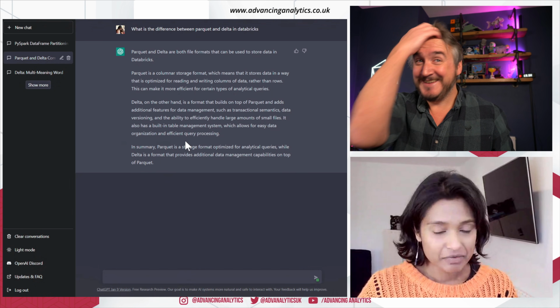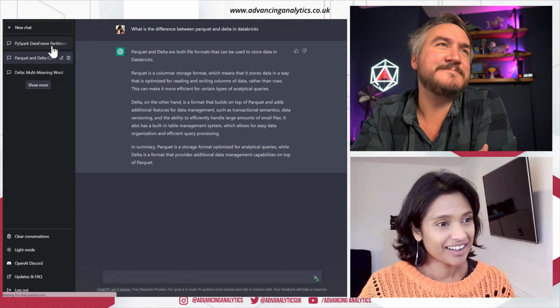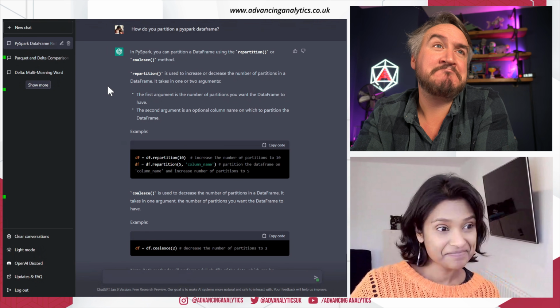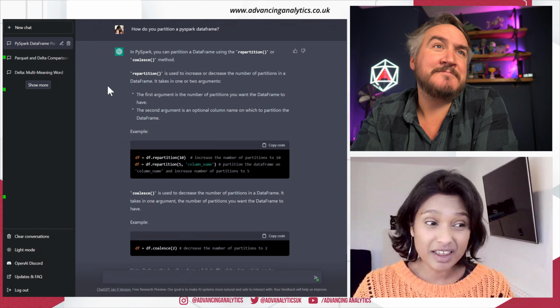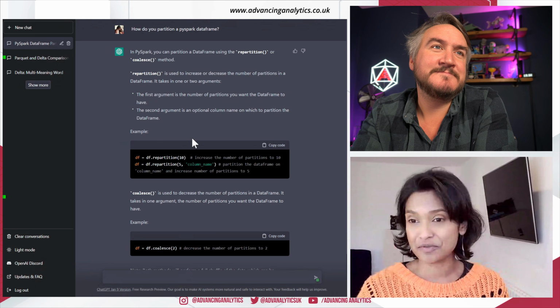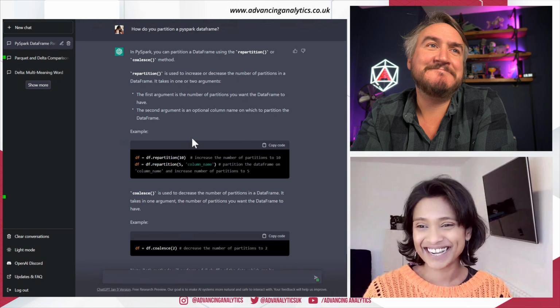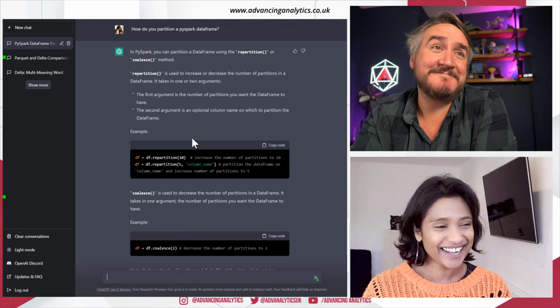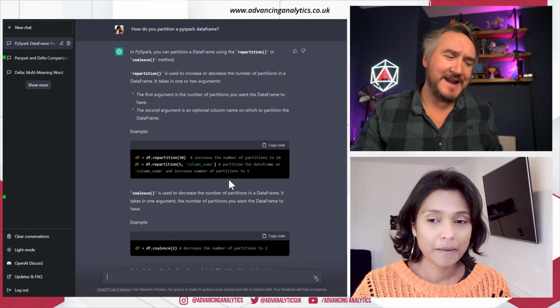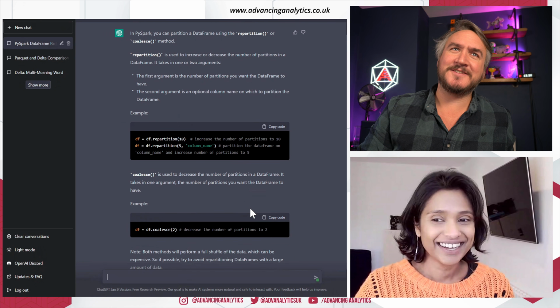Let's have a look. So, yep, I see repartition or coalesce, and that's pretty much it. It also provides code examples, so you've got code snippets there ready for you. That's pretty good. Yeah, it's fair. And it's right, coalesce is used to decrease the number of partitions. I'm assuming at some point it had scraped some PySpark documentation.